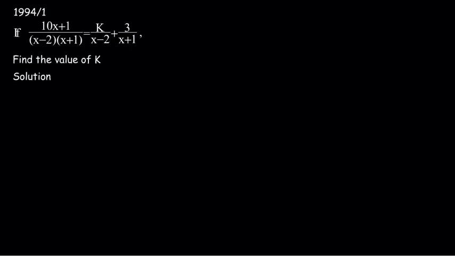Our next question is from 1994. It states that if 10s plus 1 divided by s minus 2 in bracket s plus 1 in bracket is equal to k divided by s minus 2 plus 3 divided by s plus 1, find the value of k. So in this case, we are just looking for k. Now, solution, we are going to be multiplying through by s minus 2 and s plus 1. That's solving our partial fraction.